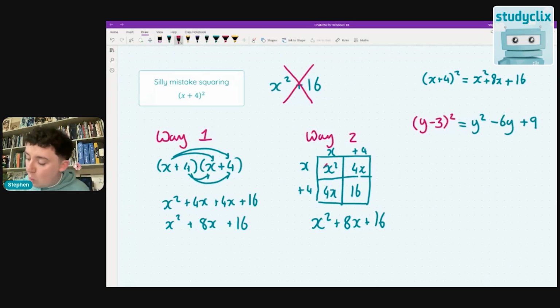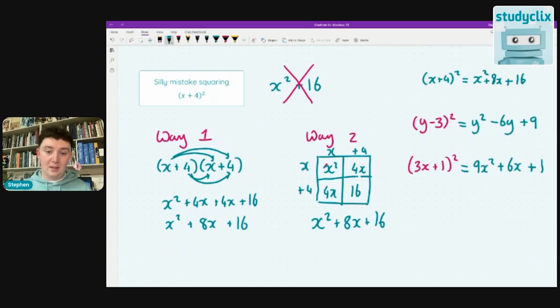And if we have a look at one more scenario here, if I have 3x plus 1 all squared, I go ahead and I square the first term. So 3x squared, square the number, square the letter, gives me 9x squared. Square the 1 at the end: 1 squared, 1 times 1 is 1. And I double the first, so double the 3x to give me 6x, and 6x by the 1 gives me 6x.